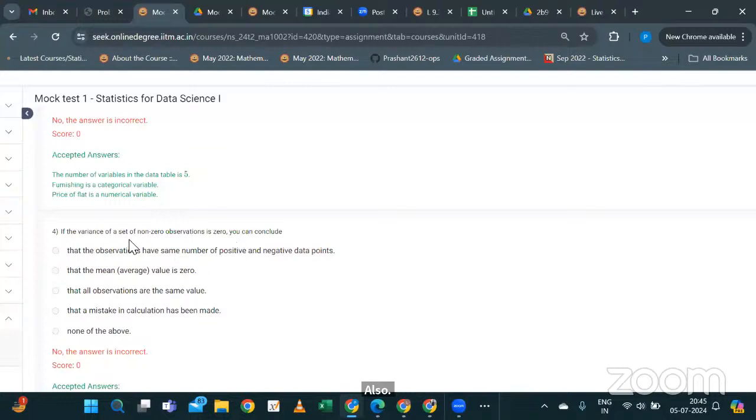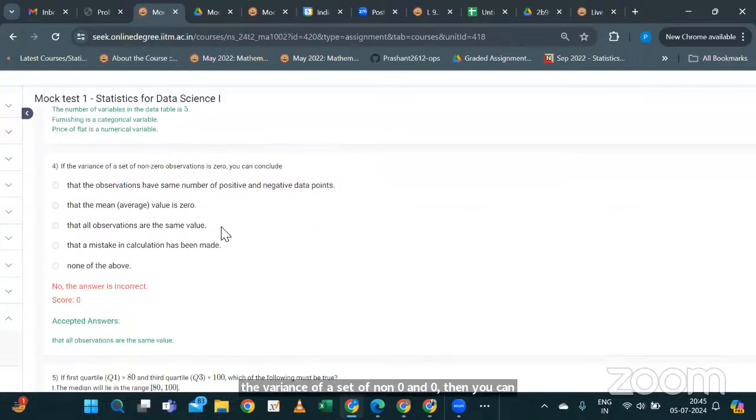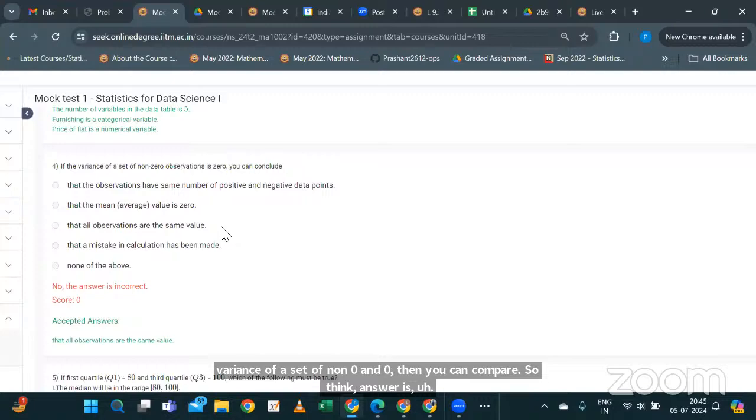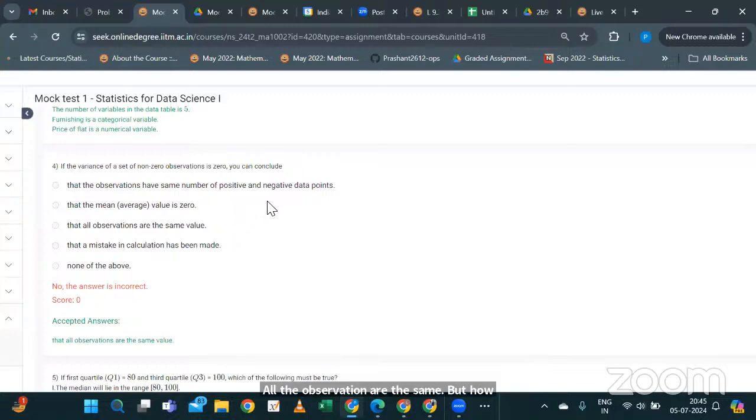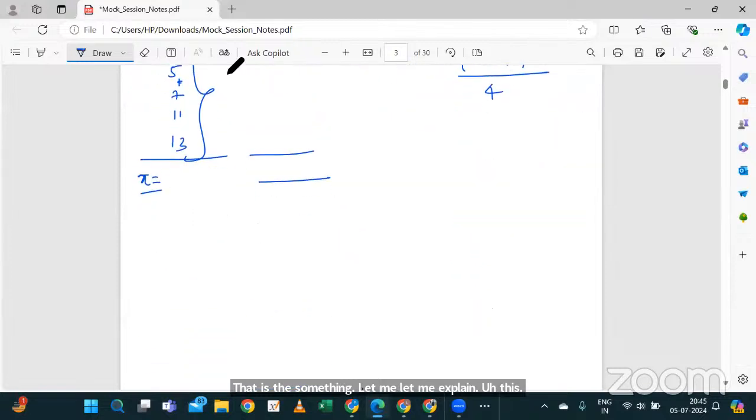So if the variance of a set of non-zero observations is 0, then you can calculate. The answer is all the observations are the same value, but how? Let me explain this. Suppose the observation is 7, 7, 7 and I take the mean value, then we also get 7. And if we take the difference between the observation and the mean, we are getting 0.